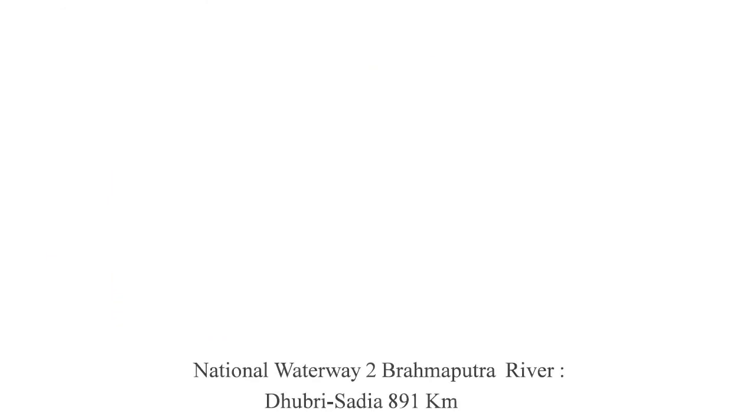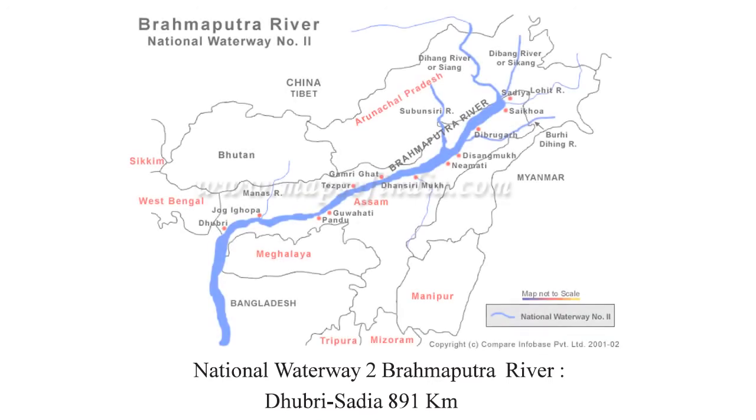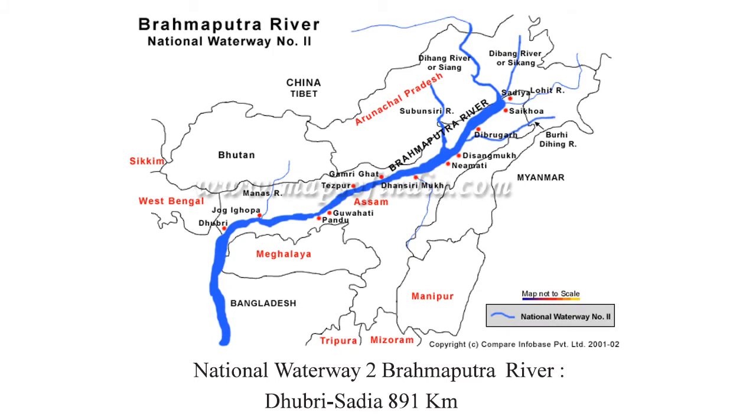The second national waterway is on the Brahmaputra River, that is Dhubri to Sadia. It is 891 kilometers. It is in Assam, starts from Dhubri, ends at Sadia. We can say it starts from Sadia and ends at Dhubri. So that is national waterway number 2.